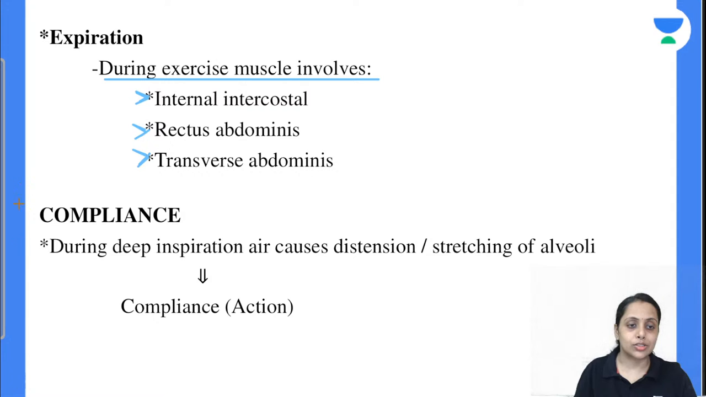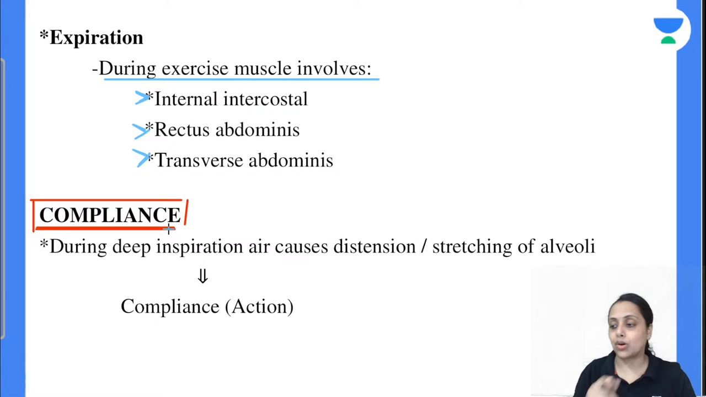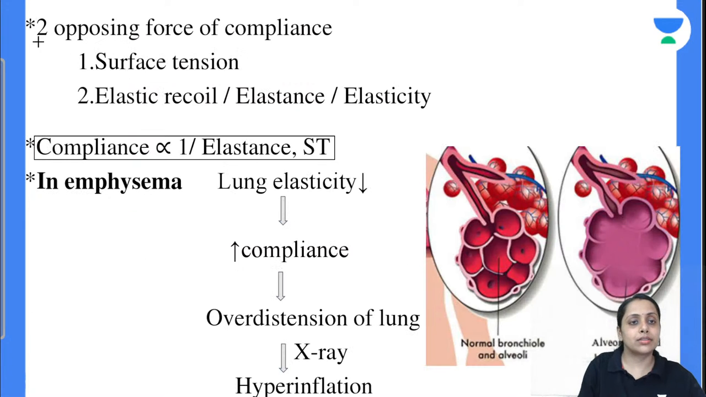Now coming to the next topic, that is compliance. जिस पे काफी सारे questions आते हैं. What is compliance? First of all, what is compliance? The stretching or distension ability of our lung alveoli is known as compliance. ठीक है? इसके बाद second point आ जाते हैं. What are the opposing forces for this compliance?